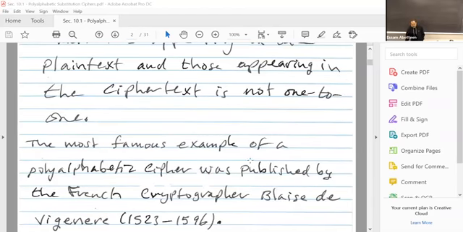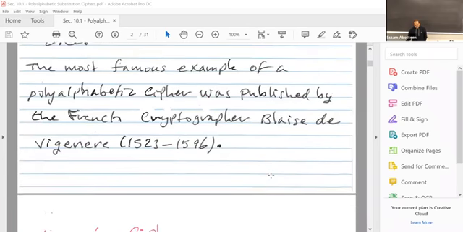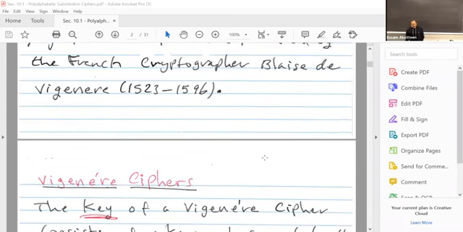The most famous example of a polyalphabetic cipher was published by the French cryptographer, actually, by profession he's a diplomat, and his name is Blaise de Vigenère. He lived between the years 1523 and 1596. And the cryptosystem he created, we refer to it as the Vigenère cipher.